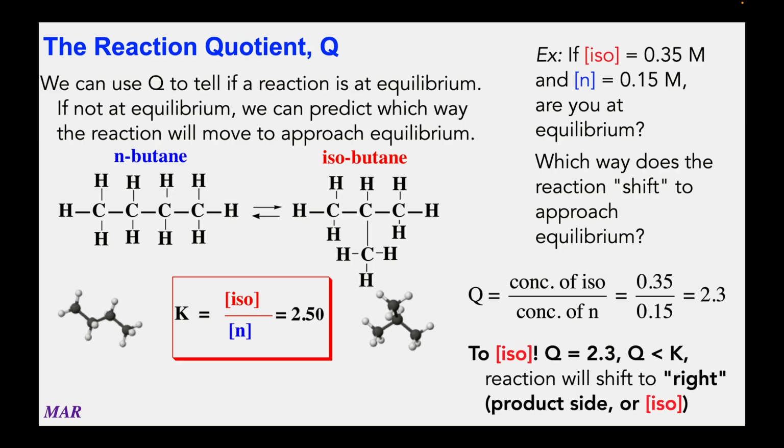So in this problem, the iso was 0.35 moles per liter and the N-butane was 0.15. Products divided by reactants, there's no weird stoichiometry, etc. Q comes out to be 2.3. Now that's close to, but not the same as 2.50. So in this case, what's going to happen is you're going to end up making more products. The reactants will shift to the product side and more products will happen. So this is how I like to use Q. You have an established equilibrium constant and you're trying to confirm if you're actually at that equilibrium or if you're not.